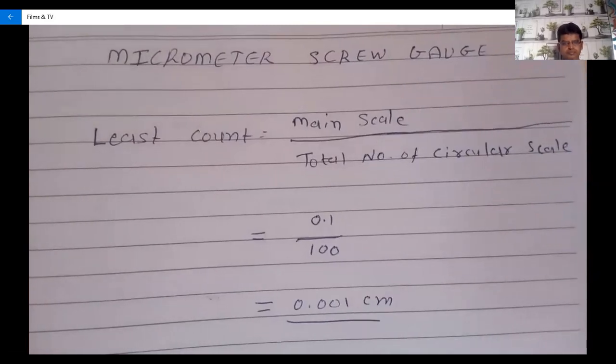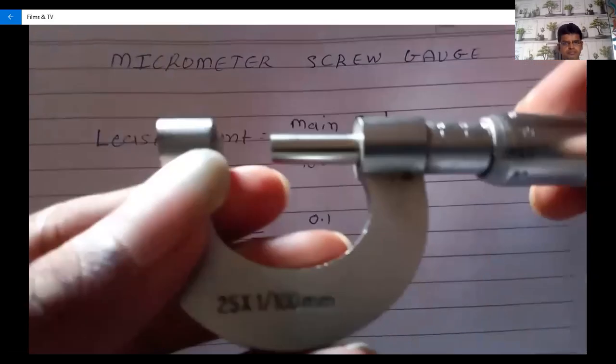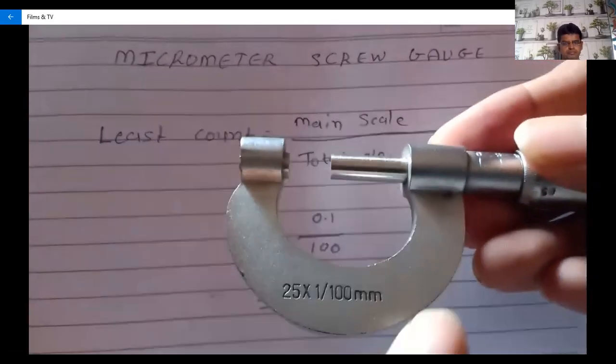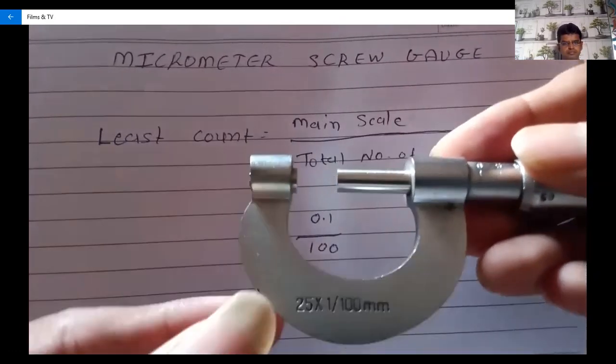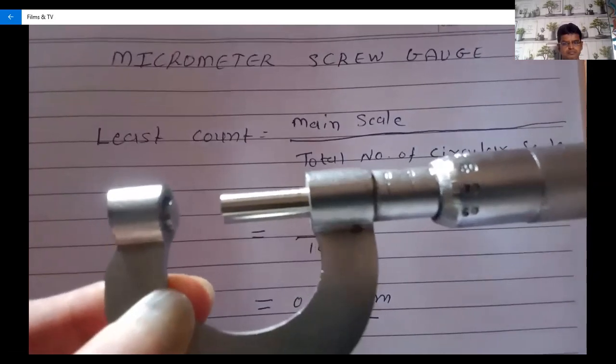Like we're showing up first here, it is a micrometer screw gauge. Now this setup works with the millimeter. It is clearly mentioned here that it is a millimeter. So definitely we are converting our answer from millimeter to centimeter.